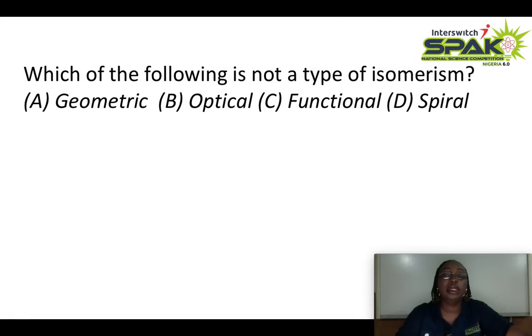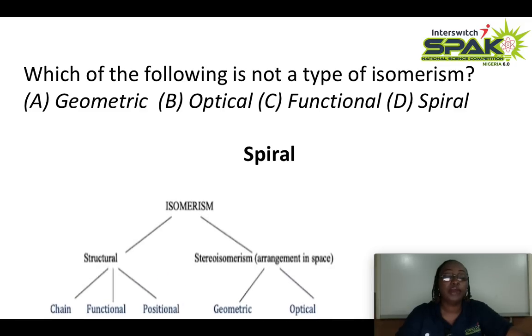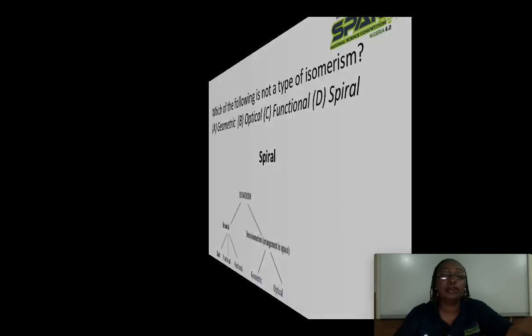Which of the following is not a type of isomerism? So which one is not a type of isomerism? We have geometrical, optical, functional, and spiral. The answer is spiral. Spiral is not a type of isomerism. As you can see in this diagram, these are the different branches of isomerism that we have, and spiral is not part of them.